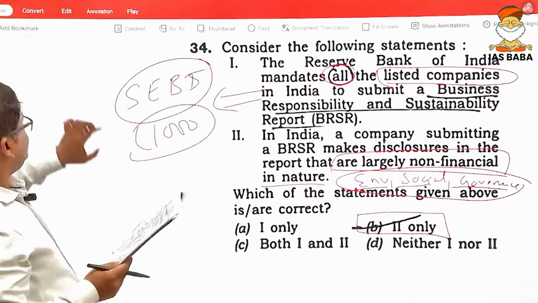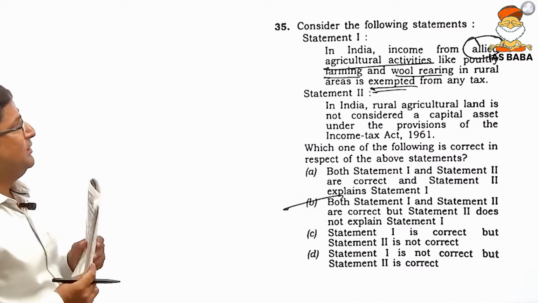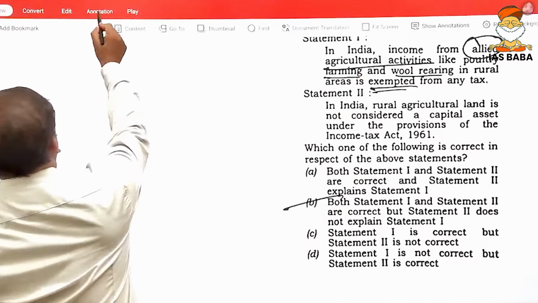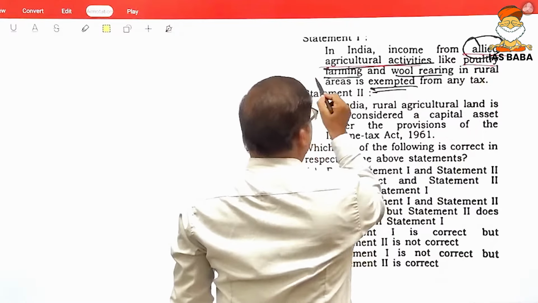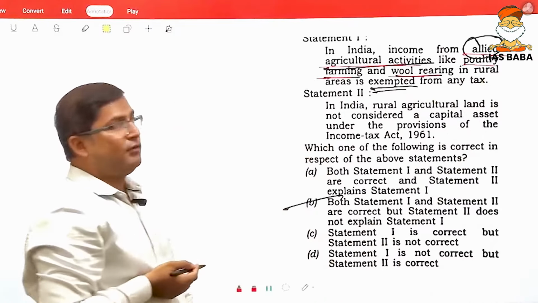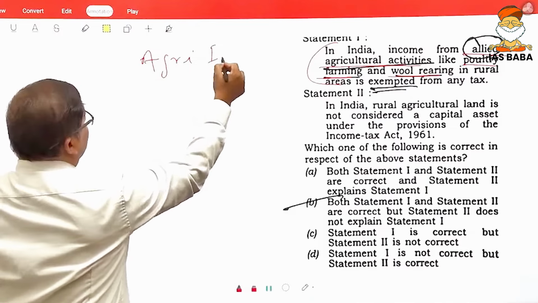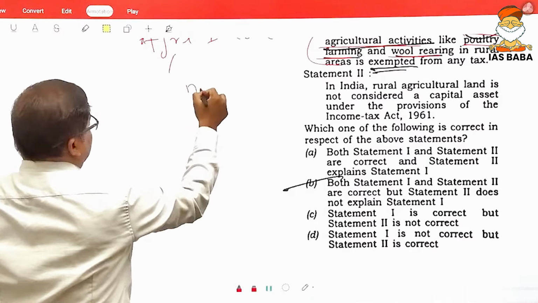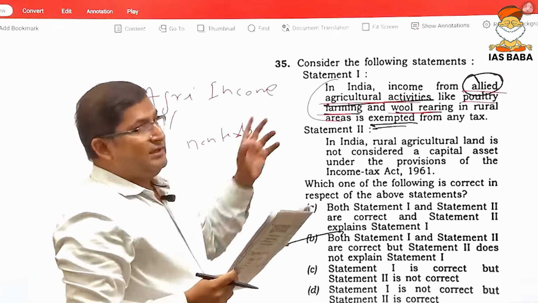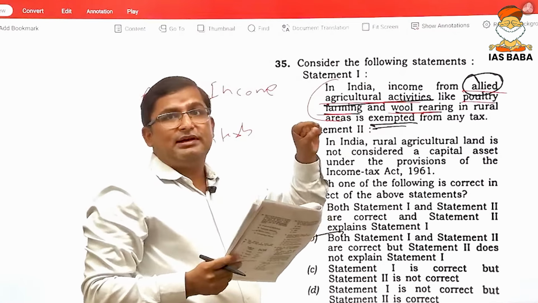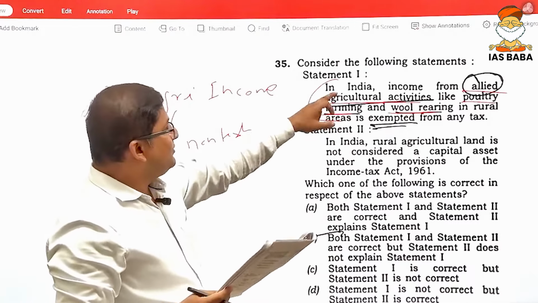Now come to the next. See, this question was regarding income tax. The first statement is: in India, income from allied agricultural activity like poultry farming and wool rearing in rural area is exempted from any tax. See, there is a catch in this question. Generally, agricultural income in India is tax free, non-taxable. But it is very specifically given that allied agricultural activities like poultry farming and wool rearing are not considered under agricultural income. So they are taxable. So statement 1 is wrong.